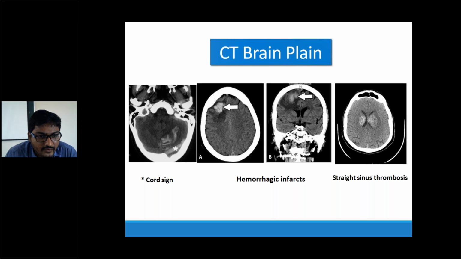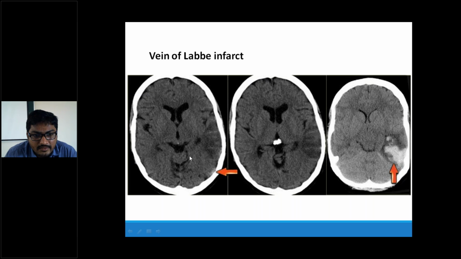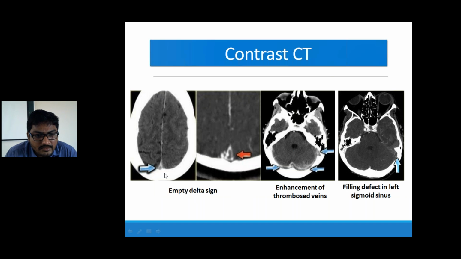So these are the hemorrhagic infarctions. This is the cord sign, and yeah, this is the vein of Labbé tract, right? Able to see this? So this is the empty delta sign, and this is the enhancement of thrombosed veins, right? And here there is a filling defect in the left sigmoid sinus, right? Which sinus is most common for thrombosis?